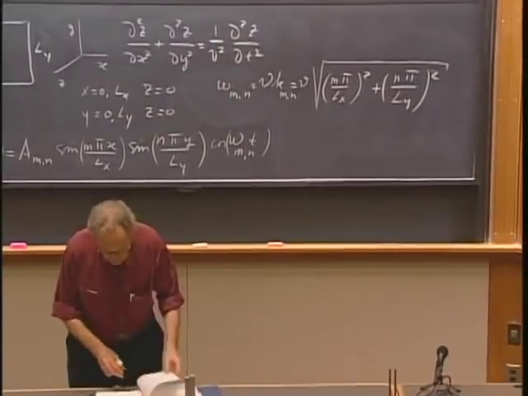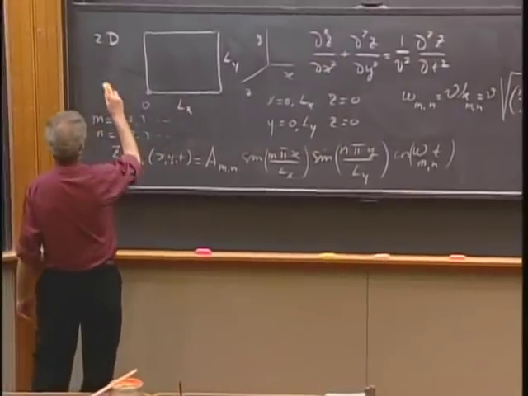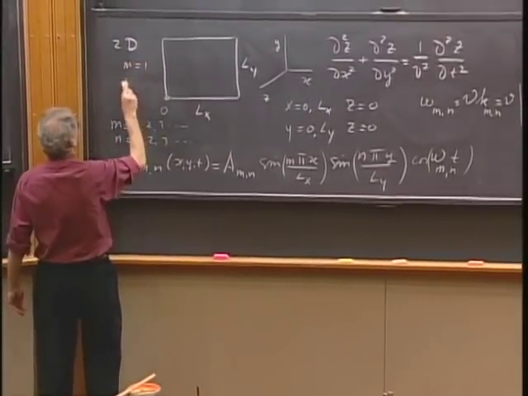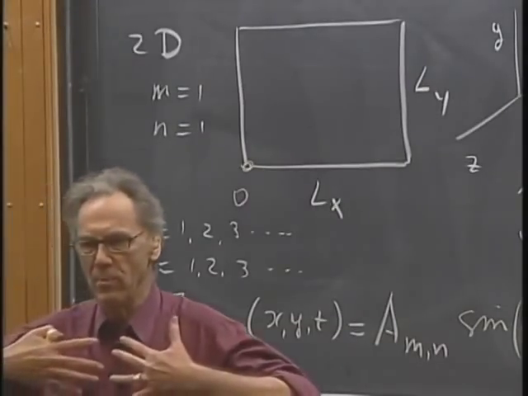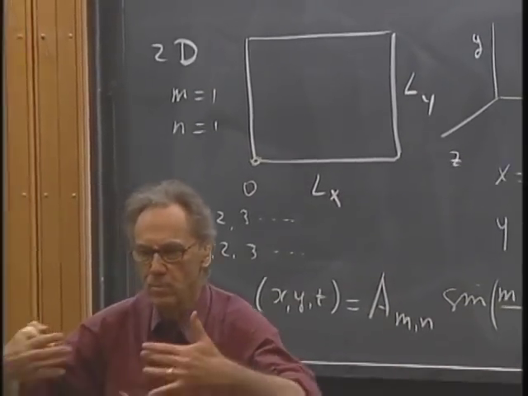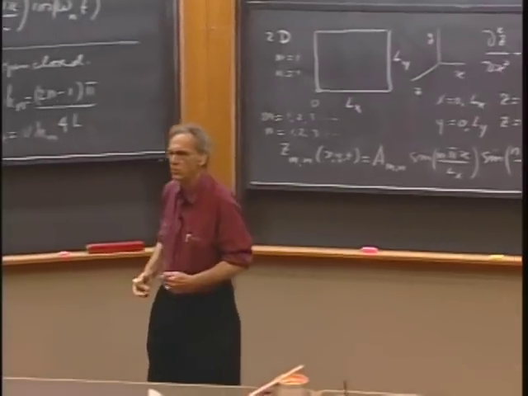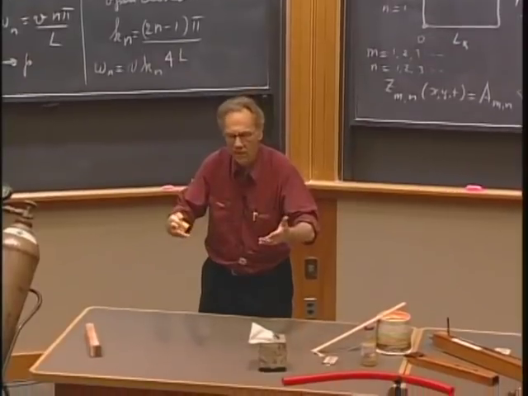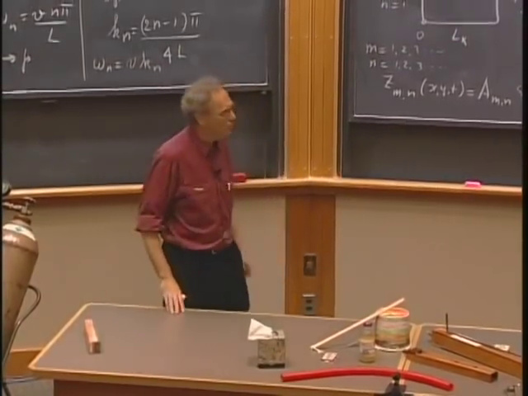And for instance, if we ask this membrane to oscillate in the m equals 1, n equals 1 mode, then it means that the entire membrane comes to you and goes back and comes to you and goes back. That's the lowest possible mode. All points are in phase, and they all have the same frequency. That's the characteristic for a normal mode.